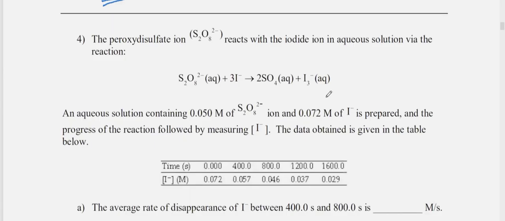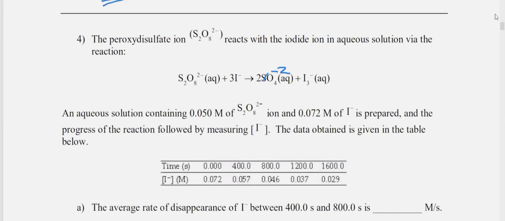Next question, fourth question. The peroxydisulfate ion S2O8 2- reacts with the iodide ion in aqueous solution via the reaction: peroxydisulfate ion plus 3I minus gives sulfate aqueous plus I3 minus aqueous. Okay, so we get sulfate ion here. The charge on sulfate is actually SO4 2-.